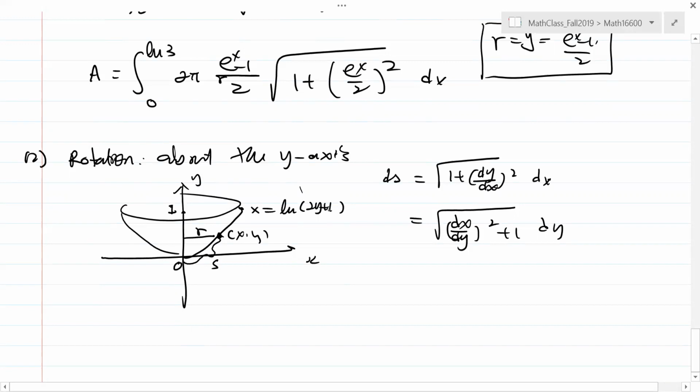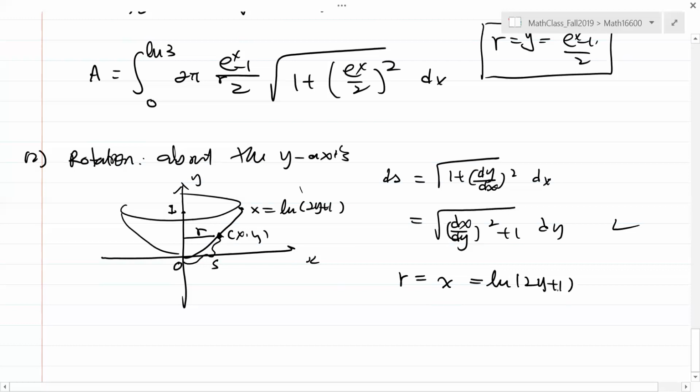Now, sometimes you even cannot solve for y in terms of x. So it's better just to use the y variable. So the second part should be more natural. Right? Then R is going to be what? R is going to be x, the x coordinate. Clear, right? It's not y this time. But you have to express R in terms of y. So it's natural log of 2y plus 1.